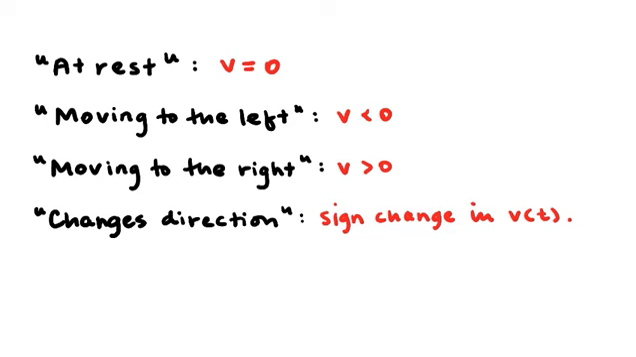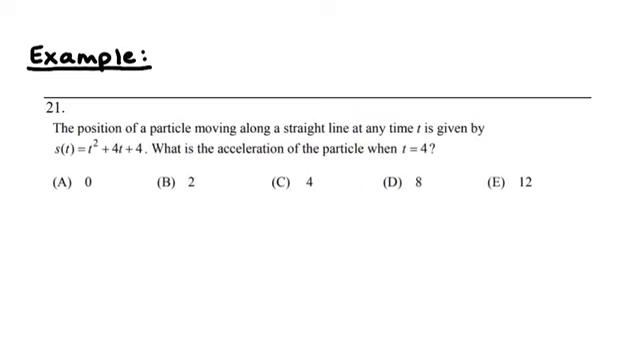All right. And now let's look at a couple of examples, and then I'll wrap up this video. Here's one that I don't think is very likely to be asked again in the future. I certainly wouldn't put it on my test, but the position of a particle moving along a straight line at any time t is given by s of t equals t squared plus 4t plus 4. What is the acceleration of the particle when t equals 4?